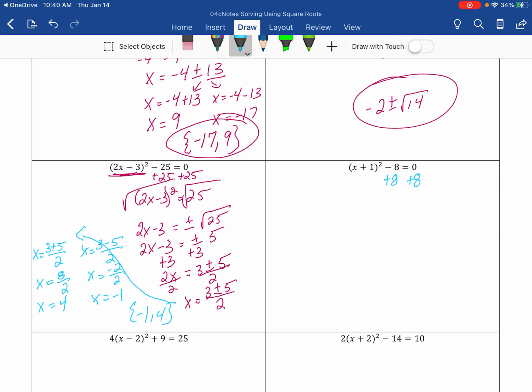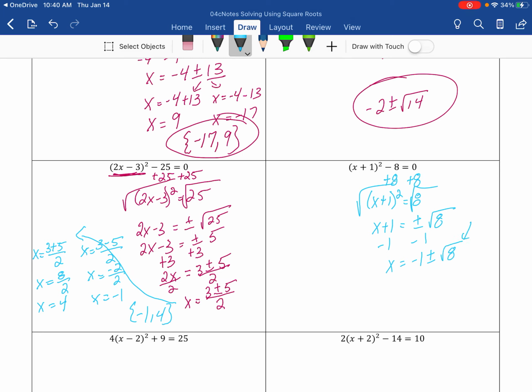I move everything over because all of my x's are in parentheses with this squared. So this is x plus 1 squared is equal to 8. I take the square root. X plus 1 is equal to plus or minus radical 8. Subtract 1, subtract 1. X is equal to negative 1 plus or minus radical 8.